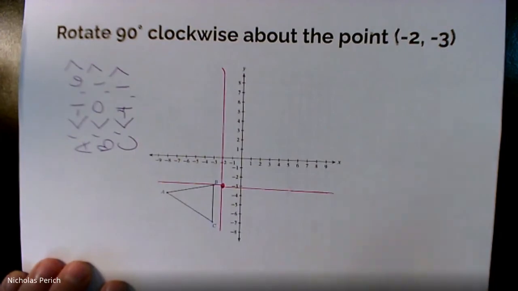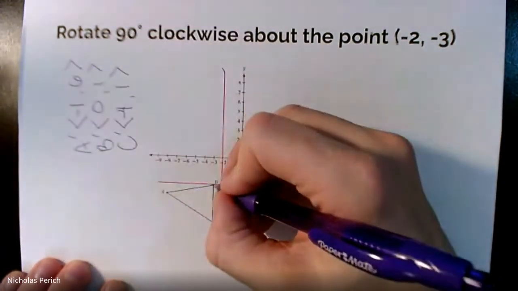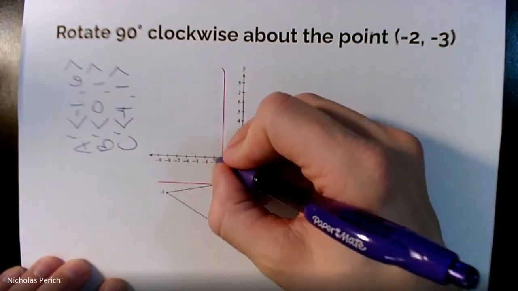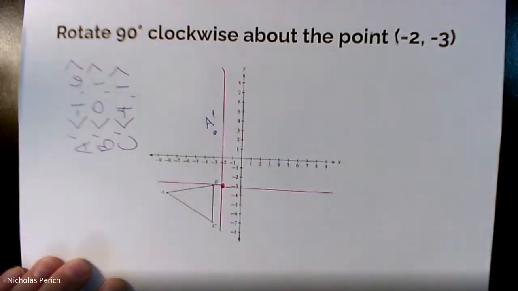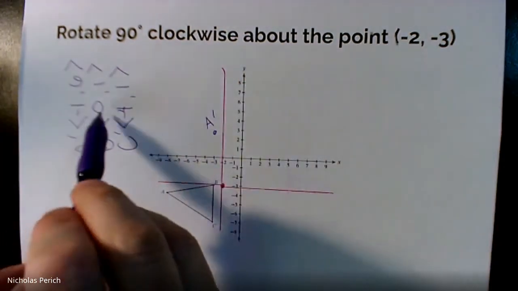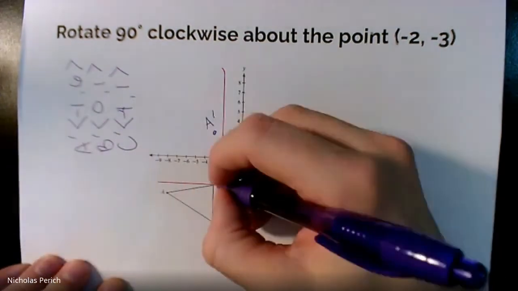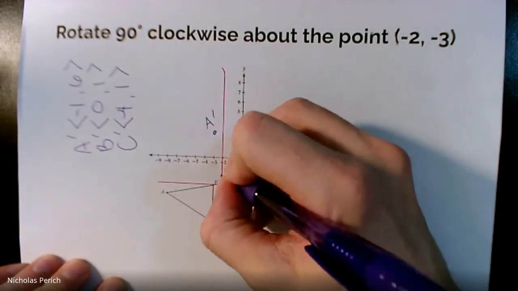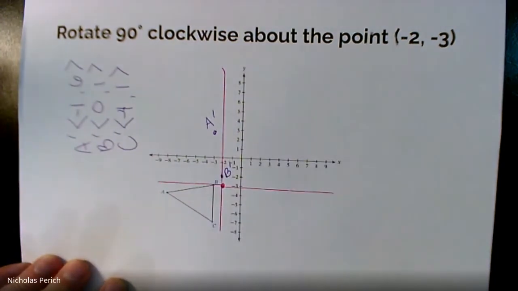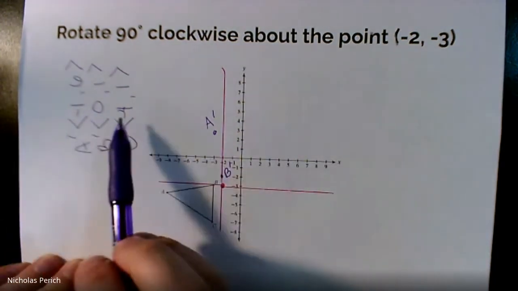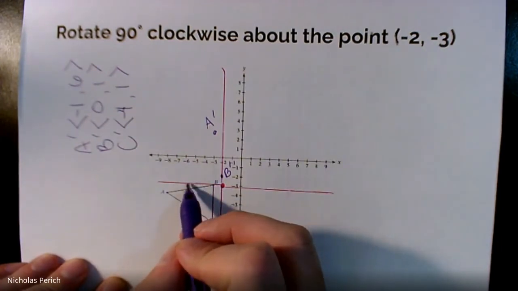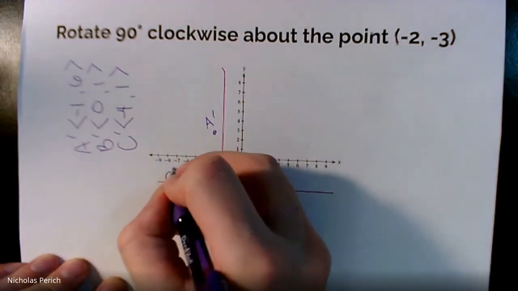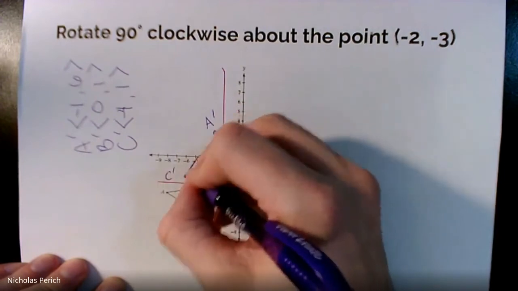Now let's graph them. How do I get to A? Left 1, up 1, 2, 3, 4, 5, 6. A prime. How do I get to B? Don't move, up 1, don't move, up 1, B prime. How do I get to C? Left 4, up 1, left 1, 2, 3, 4, up 1, C prime, connect.